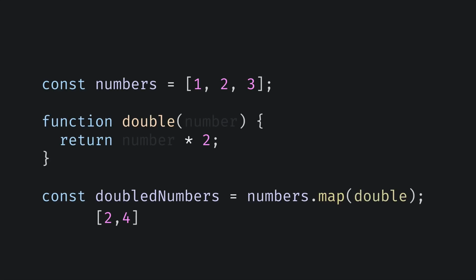Finally, the last number in the numbers array, the 3, is passed into the double function. 3 is multiplied times 2, which gives you the return value of 6, and then the 6 is stored as the third element in the new array. The final array you see here is the return value of the map function. What you just saw there is a simple example of how the map function works.